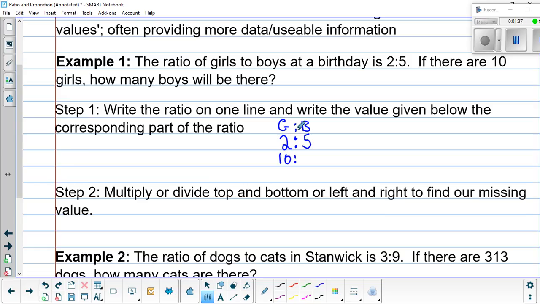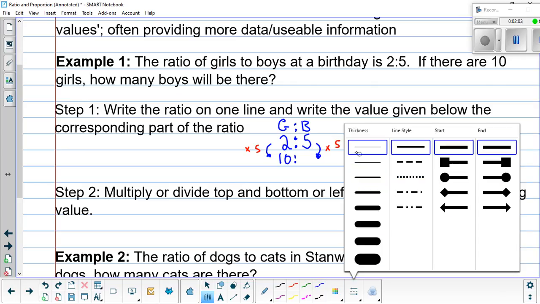So how do we go, usually, from one side to the other? Well, we go from our top to our bottom or left to our right. So here, how do we easily go from 2 to 10? Well, here we can see that we can times by 5 and we can times by 5.